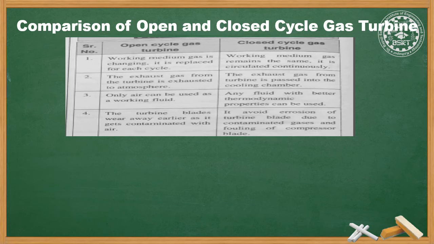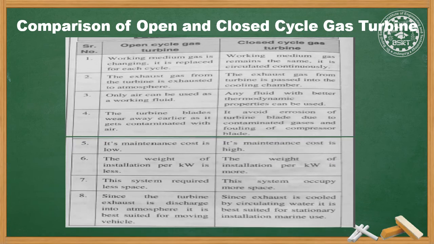Second, the exhaust gas from the turbine is exhausted to the atmosphere in the open cycle, whereas in the closed cycle the exhaust gas from the turbine is passed into a cooling chamber. Third, only air can be used as a working fluid in the open cycle, whereas any fluid with better thermodynamic properties can be used in the closed cycle gas turbine. Fourth, in the open cycle the turbine blades wear away earlier as they get contaminated with air, whereas the closed cycle avoids erosion of turbine blades due to contaminated gases and falling of compressor blades.